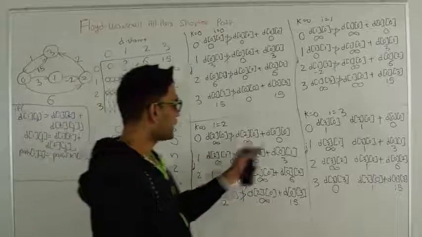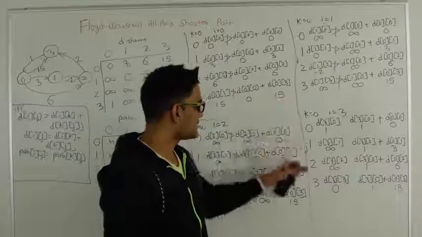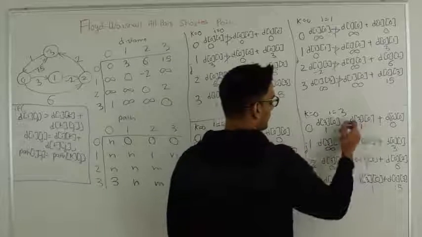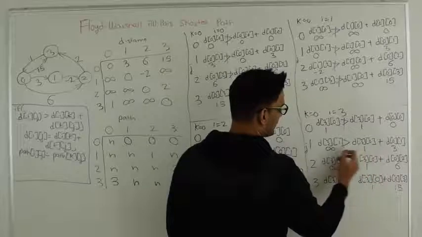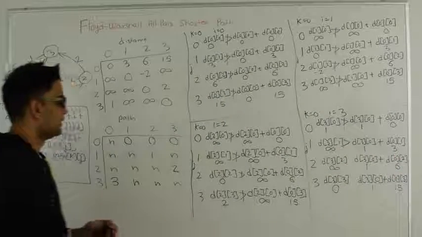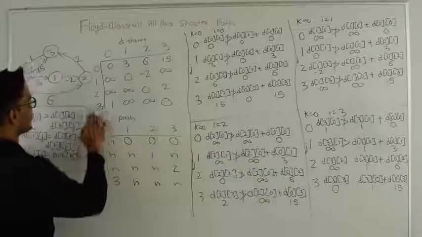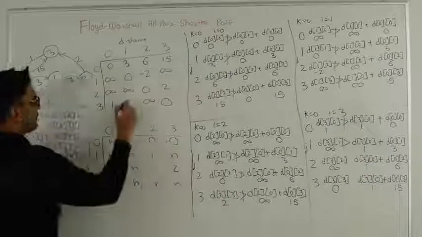So finally our i becomes 3, k continues to be 0, and again j is going to go from 0 to 3. Is 1 greater than 1 plus 0? No. Is infinity greater than 1 plus 3? Yes, infinity is greater than 1 plus 3. So what we are going to do is go to this place 3, 1 and set this distance to be 1 plus 3, 4.